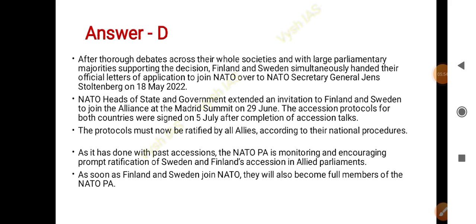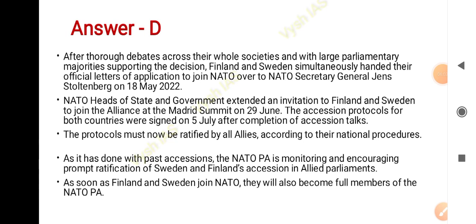The answer is actually D, right? Option D, 1 and 4 only. Many people can have confusion here, that Finland and Sweden are in talks of getting the membership of NATO. But right now, as of December 6, they are not members of NATO, though the process has been going on.